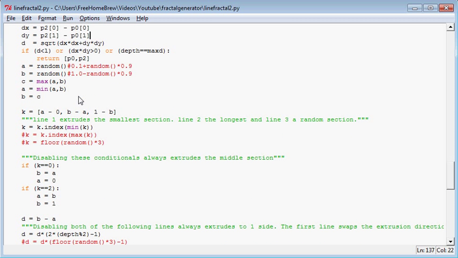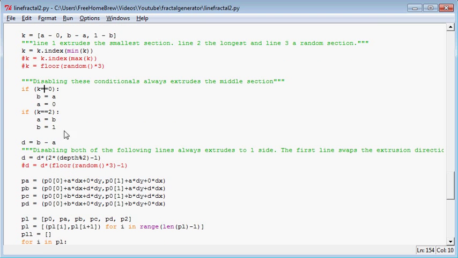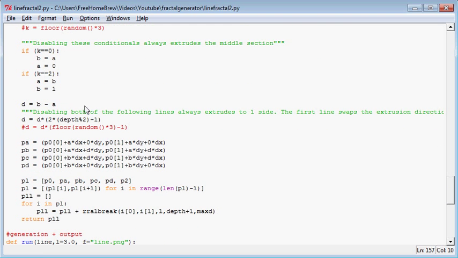It does the same stuff, and it has a few things added to it. Line 1 extrudes the smallest section, which is this. Line 2 extrudes the longest section, just with minus and max exchanged. And line 3 extrudes a random section, so floor of random 3. This value will be 0, 1, or 2 at random, from which it will then select a random area. Disabling both of the following lines will always extrude to one side.